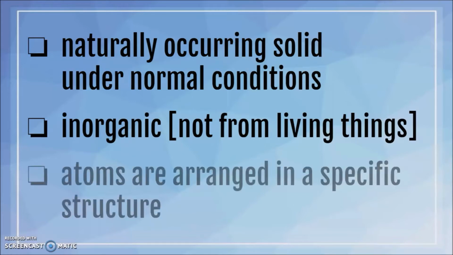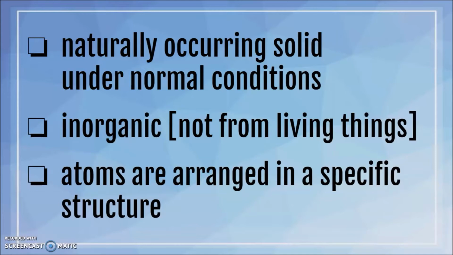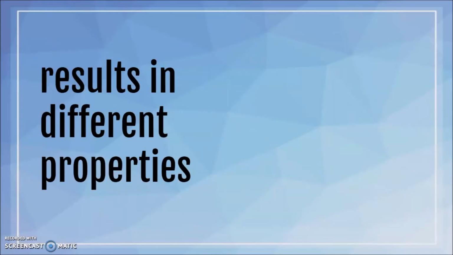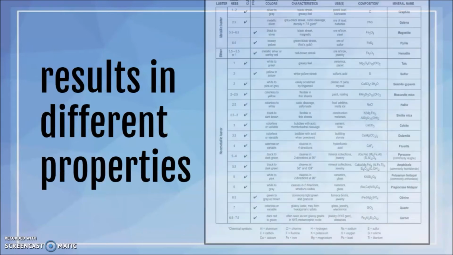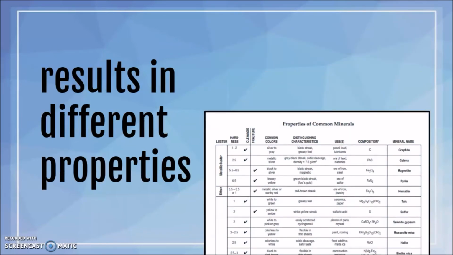And the third thing is that the atoms, the tiny particles that make up everything, including minerals, are going to be arranged in a specific structure. Now, because the atoms in each mineral have a specific structure, this is going to result in different properties of each mineral. And these properties are listed on this reference table, where on the right side you have the name of the mineral, and then all the other columns list the different properties. And these properties will help us identify different types of minerals.